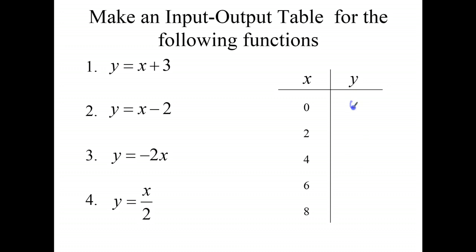so 0 divided by 2, 0. 2 divided by 2 is 1. 4 divided by 2 is 2. This will be 3 and 4. Okay. So just a little practice of input-output rules. Okay, so let's move on.